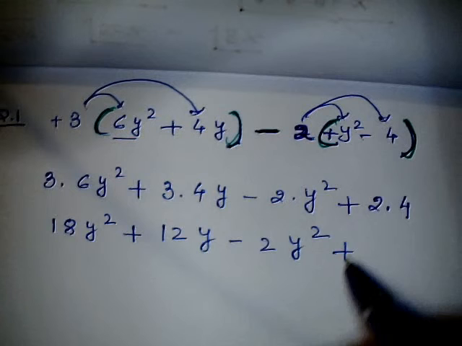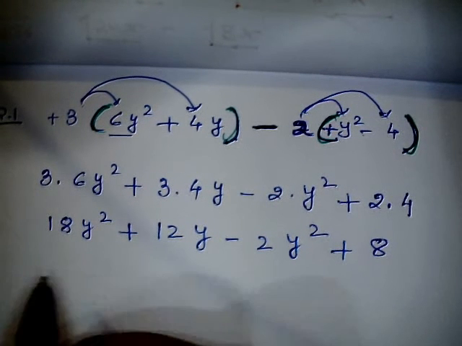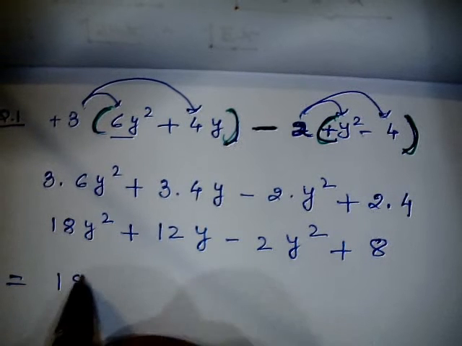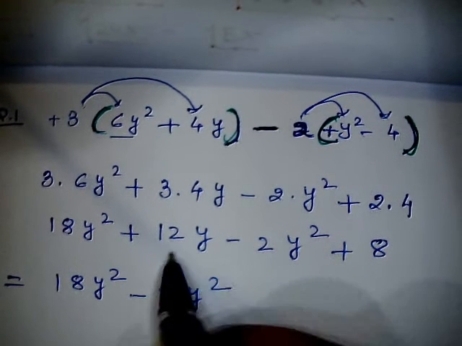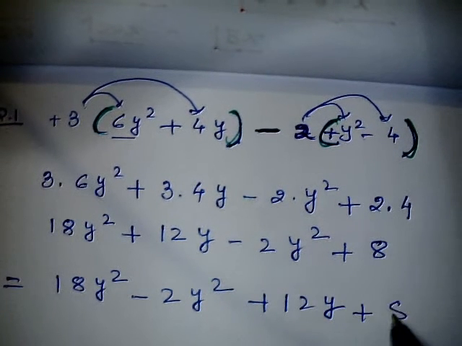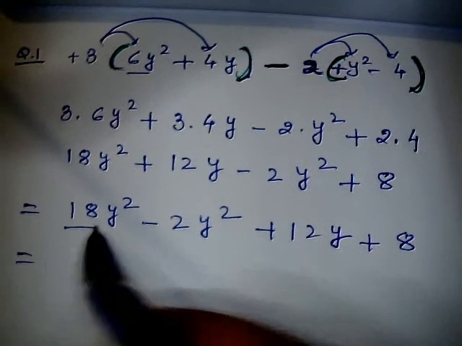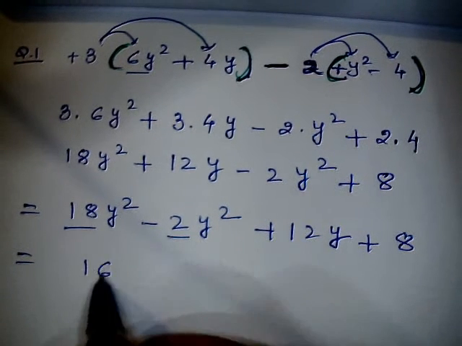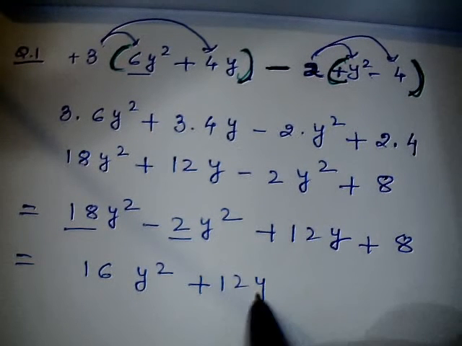Now we need to collect the like terms, so this is 18y square, and with this I am going to write negative 2y square. This positive 12y will remain the same, and this positive 8 is going to be the same. Okay, so 18 minus 2 is going to be 16y square, and this is 12y plus 8. So this is how we have solved this question.